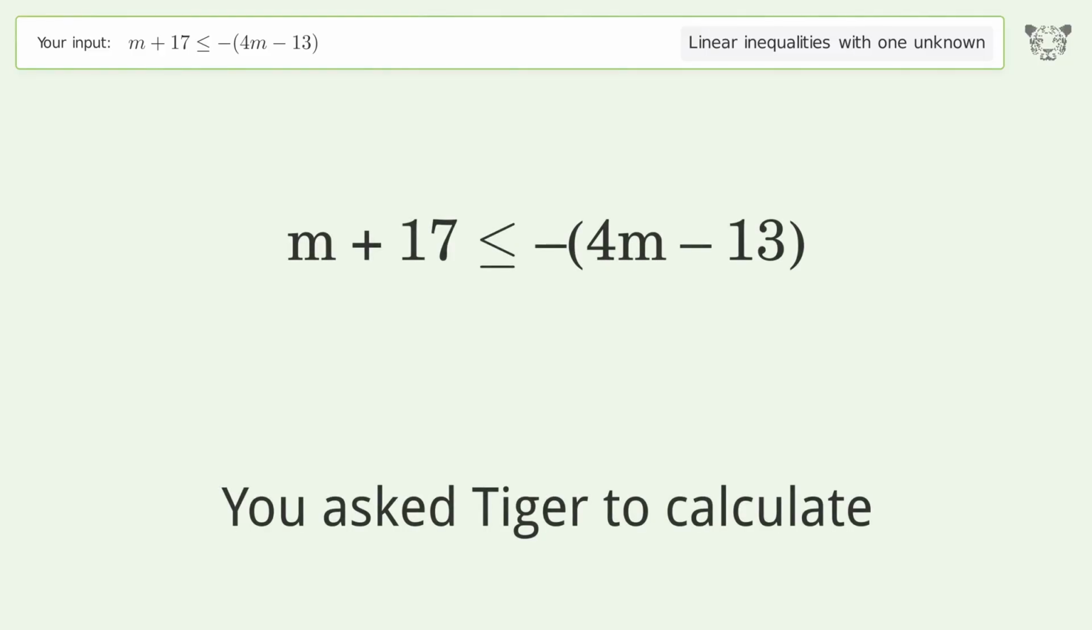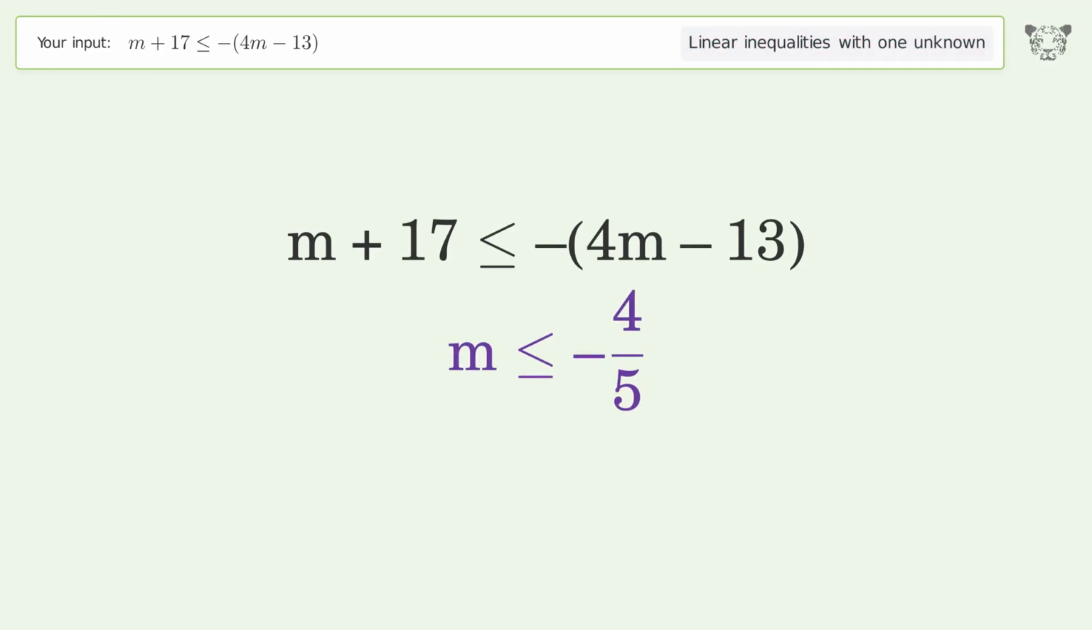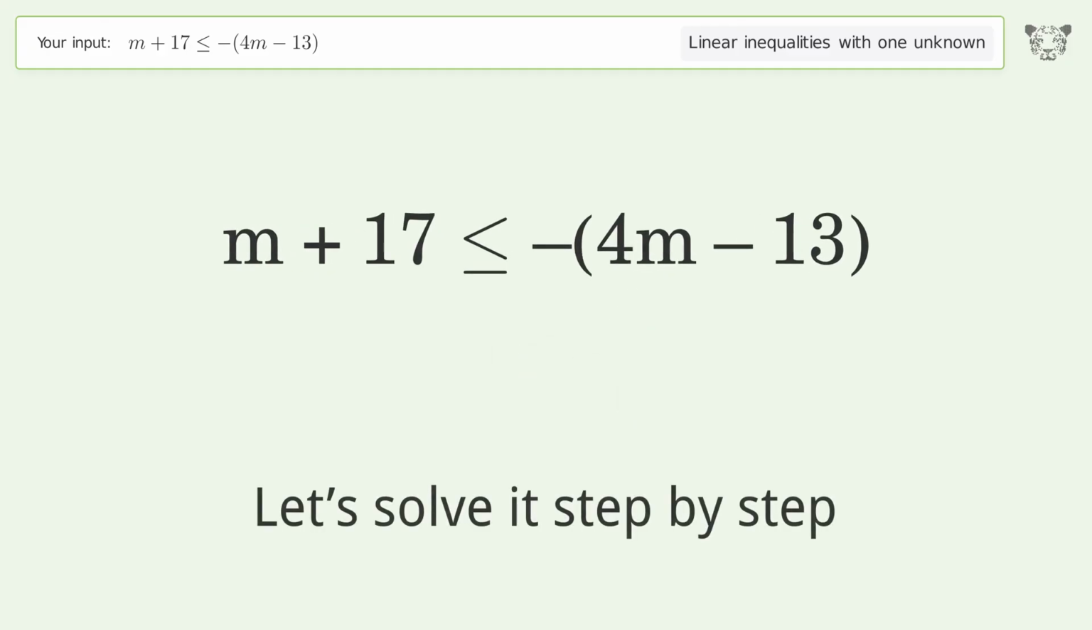You ask Tiger to calculate. This deals with linear inequalities with one unknown. The final result is m equal or smaller than -4/5. Let's solve it step by step.